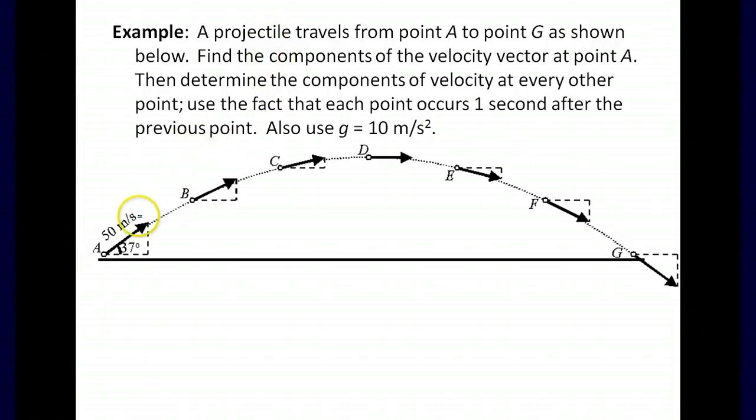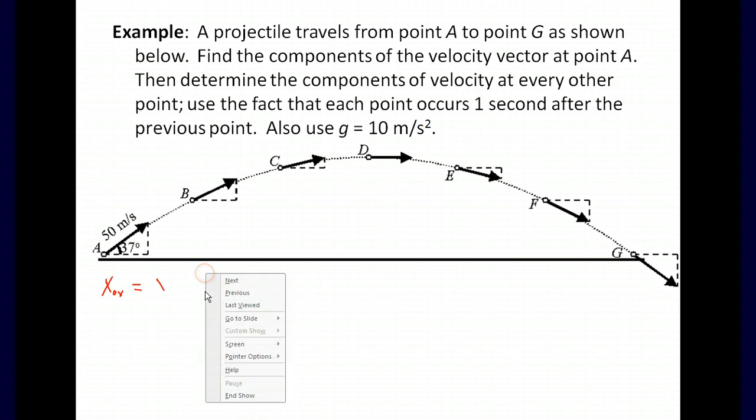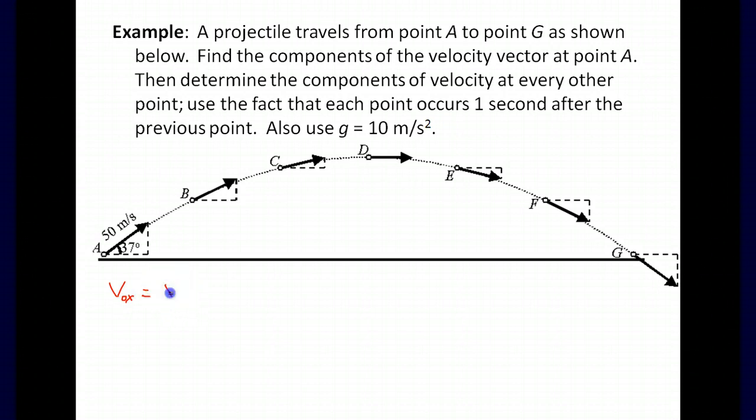So we can do that if we know that the initial velocity is 50 meters per second. Then the initial velocity in the x direction, I used the wrong letter, I need to use velocity. Okay, so the initial velocity in the x direction is going to be equal to the initial velocity multiplied by the cosine of the angle.